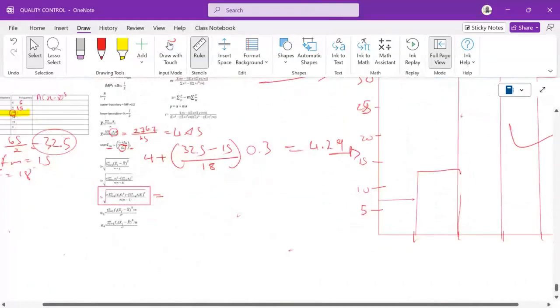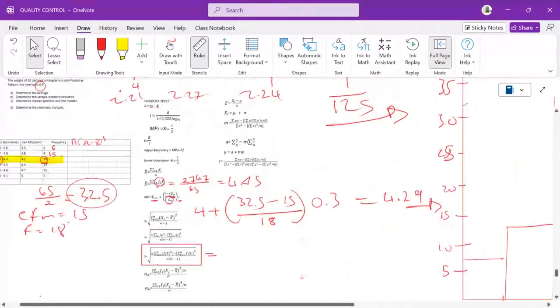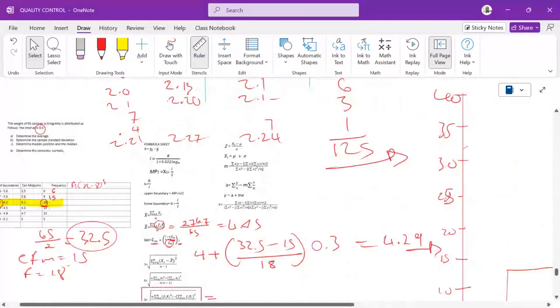Okay, for this one here, we did cover the average, we did cover the standard deviation.